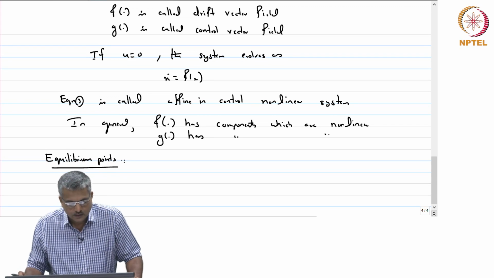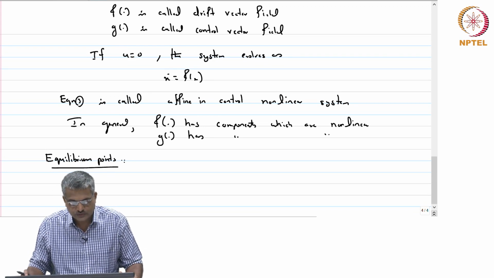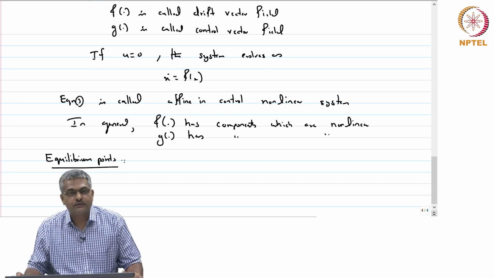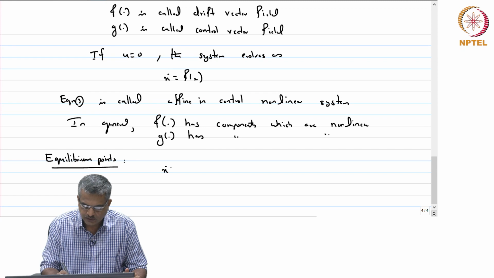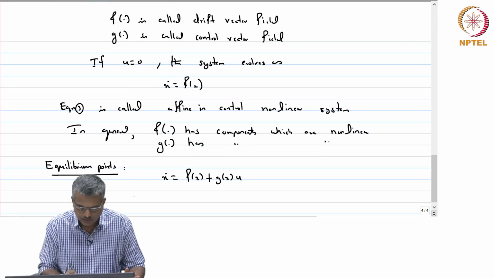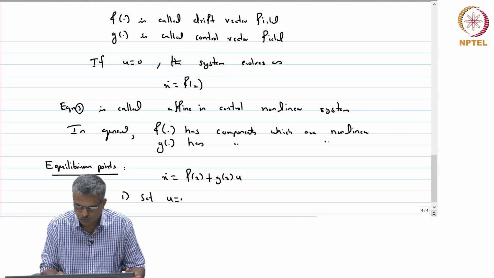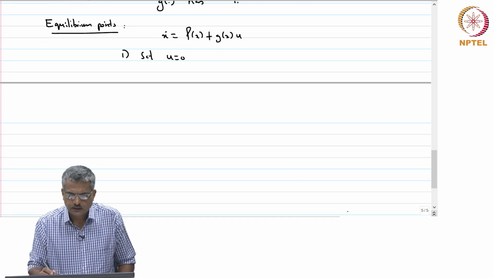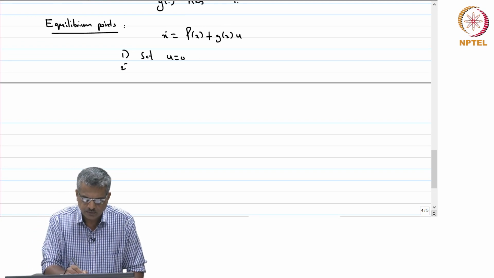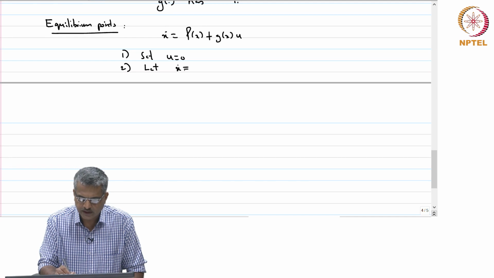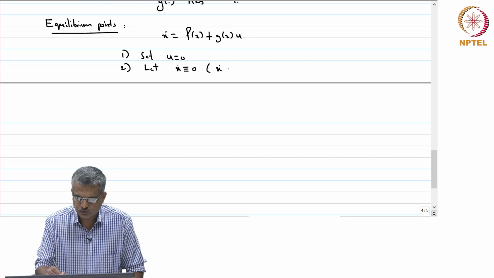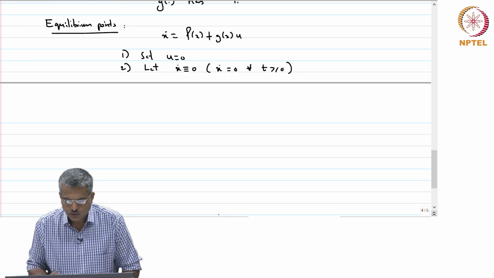So, let us see what is meant by equilibrium point, or equilibrium points, or continuum of equilibria, and so on. Now, in the state space representation that we have, x dot is equal to f of x plus g of x u. So, set u equal to 0, there is no control, and as the second step, analyze, or let x dot be identically equal to 0. Identically equal to 0 means x dot is equal to 0 for all t greater than or equal to 0. So, what do we get?